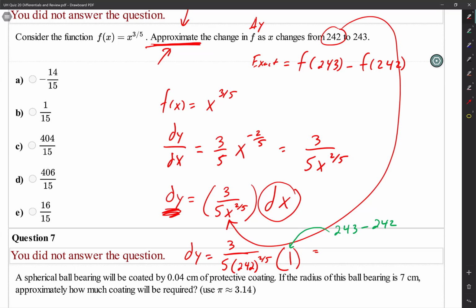Huh. All right, hold on. Did I do my derivative wrong? 5/5, 3/5, negative 2/5, bring it down. 3/5.